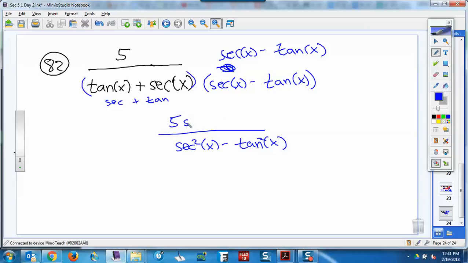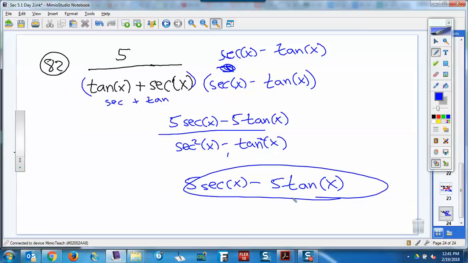I have 5. I can go ahead and distribute. Here it would be okay to distribute. It'd actually be okay not to distribute. Doesn't matter. But we end up with that. And then the bottom here is just 1. So we get 5 secant x minus 5 tangent x. That's my final answer. Because the bottom is just 1. So again, it's a recognition. We got a lot of different ones going on there. It's just practice and repetition that helps you to see what to do.